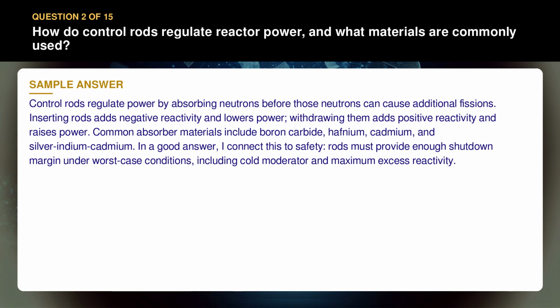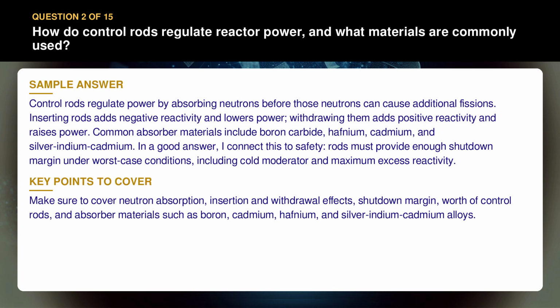In a good answer, I connect this to safety. Rods must provide enough shutdown margin under worst-case conditions, including cold moderator and maximum excess reactivity. Make sure to cover neutron absorption, insertion and withdrawal effects, shutdown margin, worth of control rods, and absorber materials such as boron, cadmium, hafnium, and silver indium cadmium alloys.